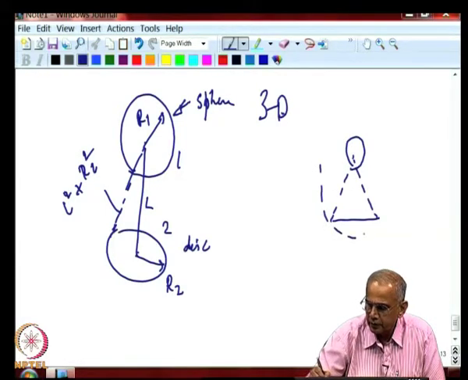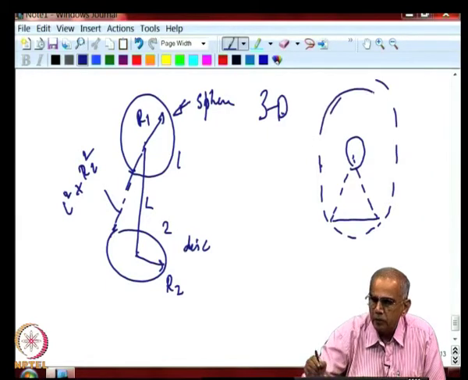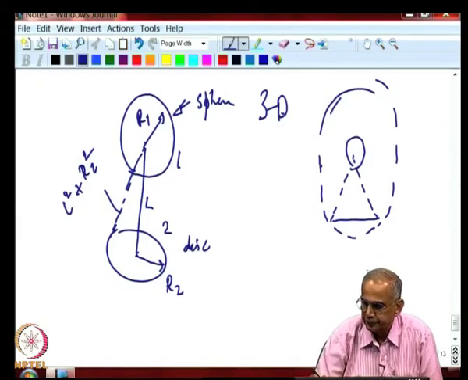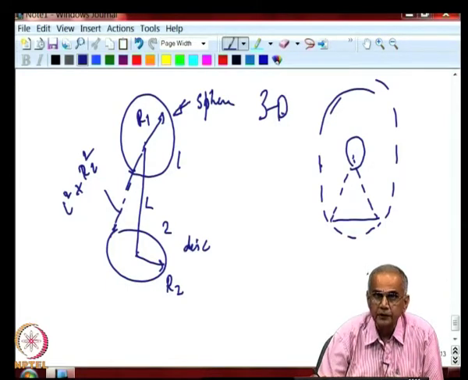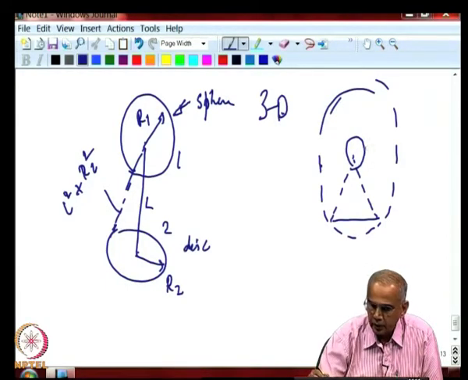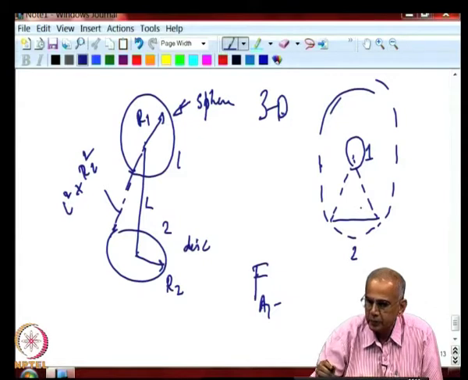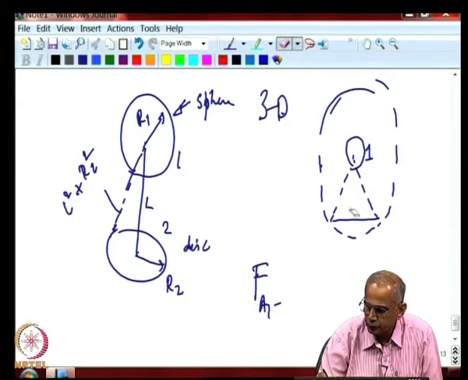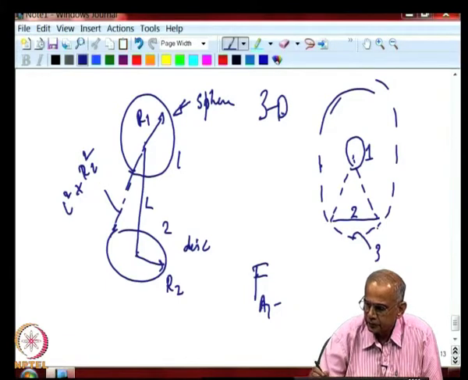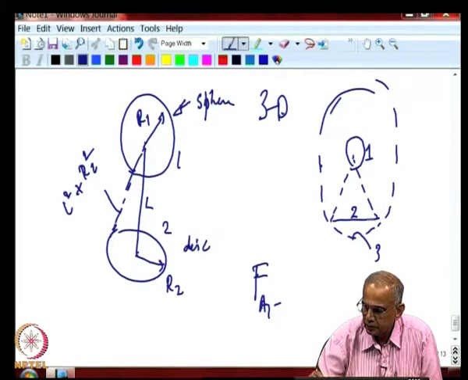You draw an imaginary sphere. You can see by the symmetry of the problem that radiation leaving 1 and reaching this surface 2, F a1 to a2, and let me just call this surface 2, and this surface as 3. So, this is a disk, this is a cap.